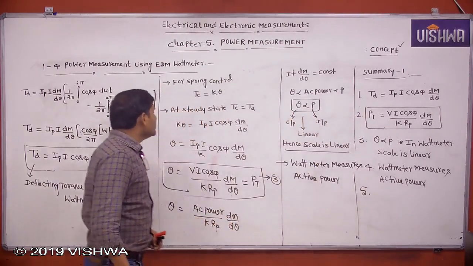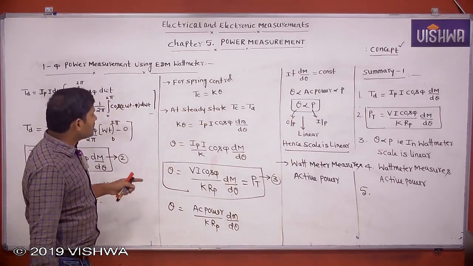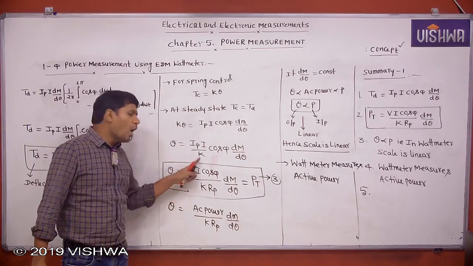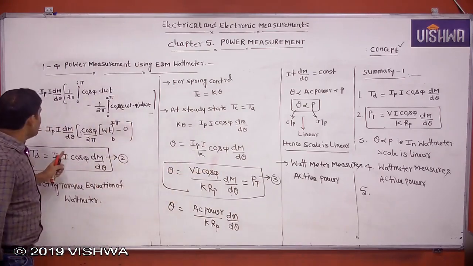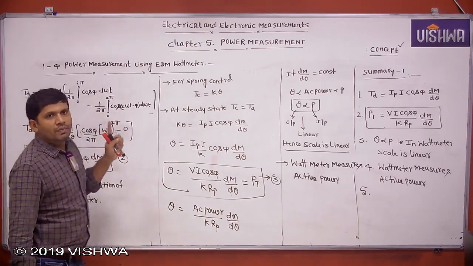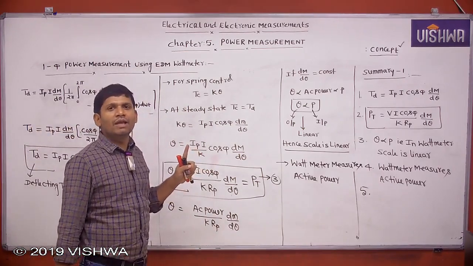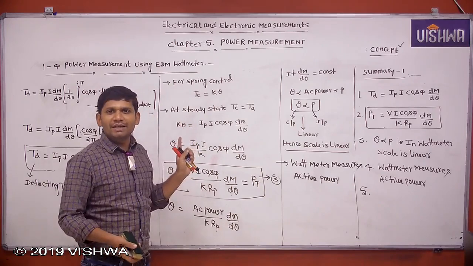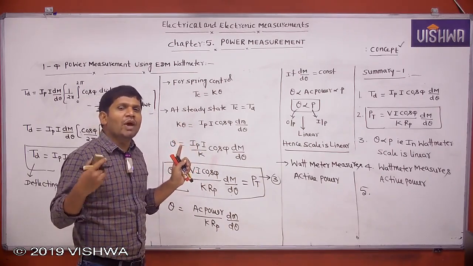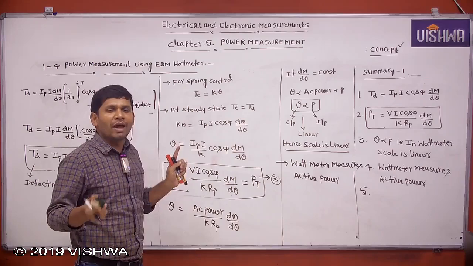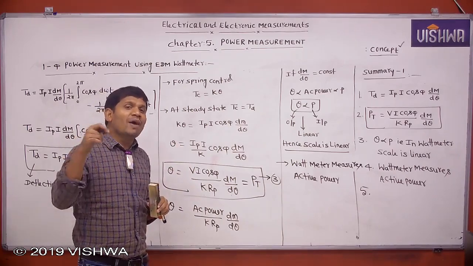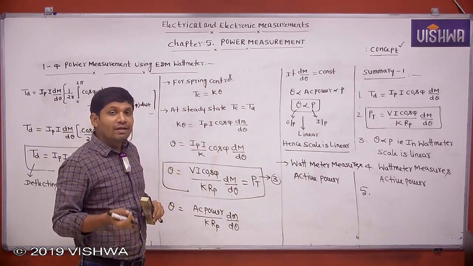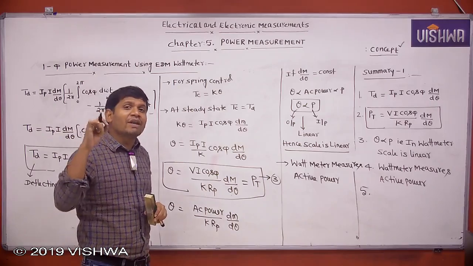Whatever the power measured by wattmeter, we are getting the expression theta equal to VI cos phi by KRP into dM by d theta. How are we getting this expression? For instantaneous torque, Ti equal to Ip into Ic into dM by d theta. For that instantaneous torque, what value did we calculate, average value or RMS value? Average. That means by calculating the average value only, we are getting the expression for true power. That's why it is average power measuring and average power indicating meter.